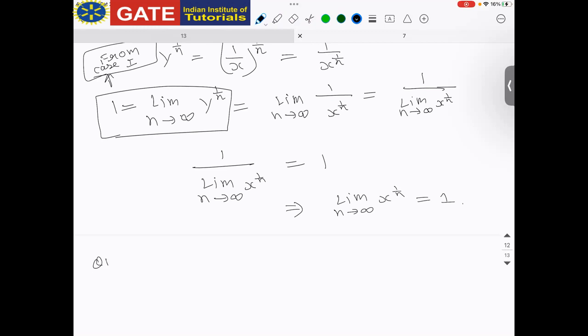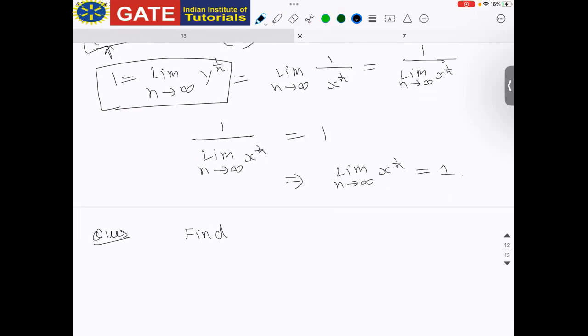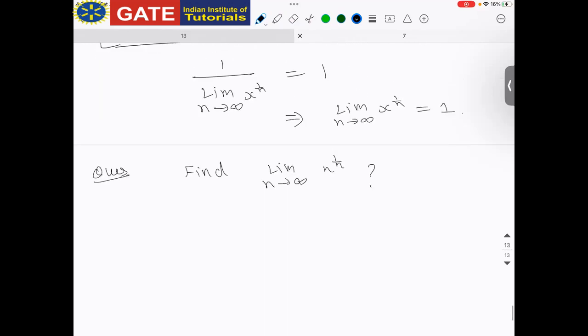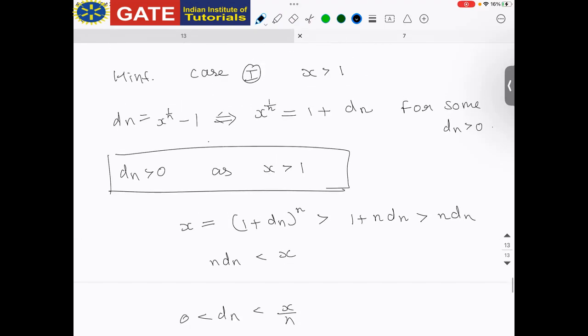Next example. Find, these are very useful limits. We will be using these results again and again. So find limit n tends to infinity n raised to the power 1 by n. So think about this. We have to use the same kind of tricks I used in the previous case.